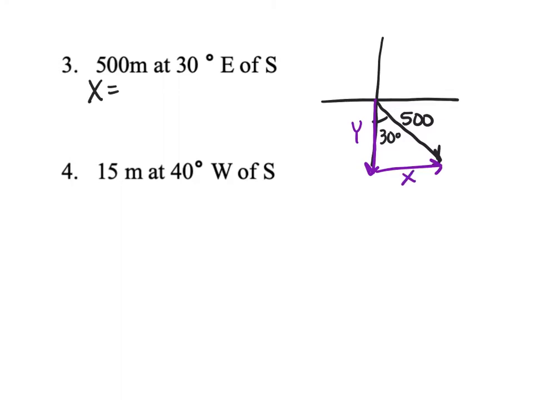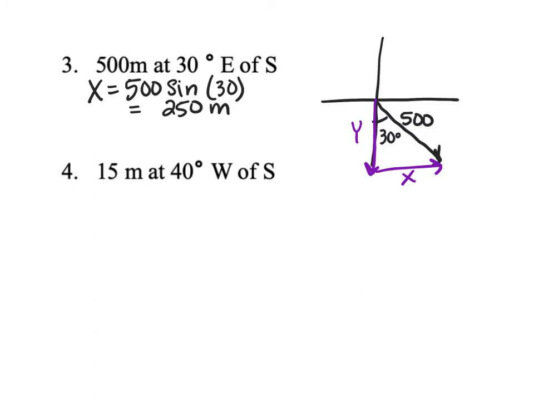Now we can solve for the X value. This time, X is across, or opposite, of our angle. So we're going to use sine. So it'll be 500 for our hypotenuse, sine of 30 degrees. When we type that in the calculator, we get 250, and it is in meters still.